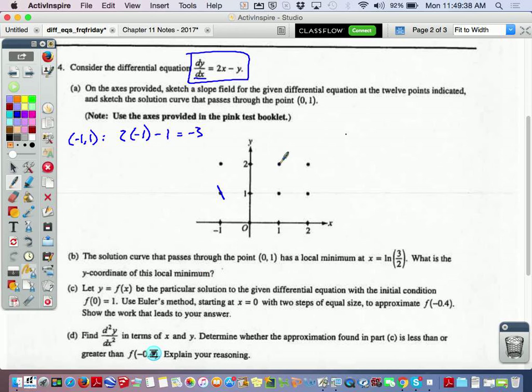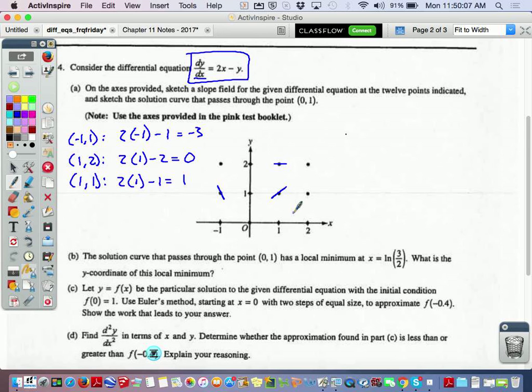I'll try another point. I'll try this one up here at (1, 2). At this point, we have 2 times 1 minus 2. That's going to give us a slope of 0. Remember, that would be a horizontal line. And I'll just try this point here as well, (1, 1). At (1, 1), we would get 2 times 1 minus 1. That would give me a slope of 1. That's where we have that perfect 45 line.